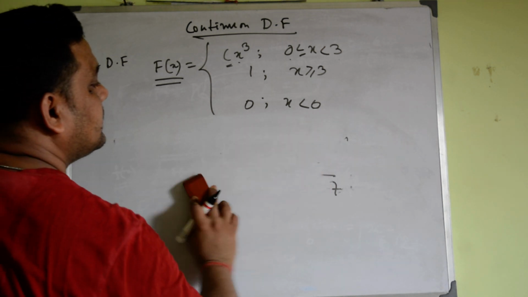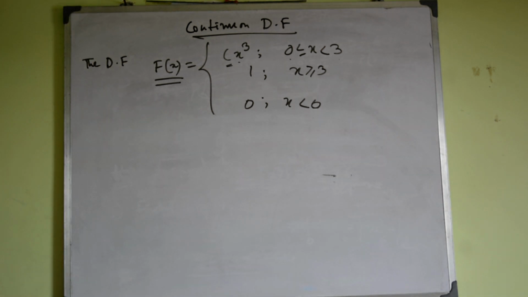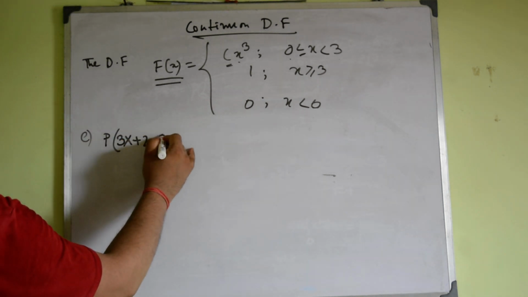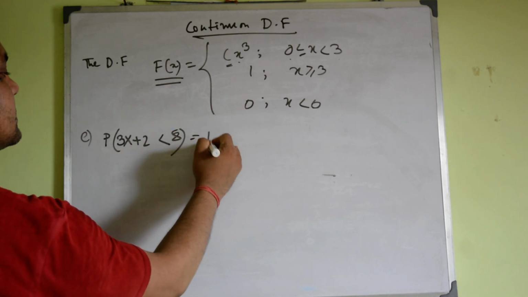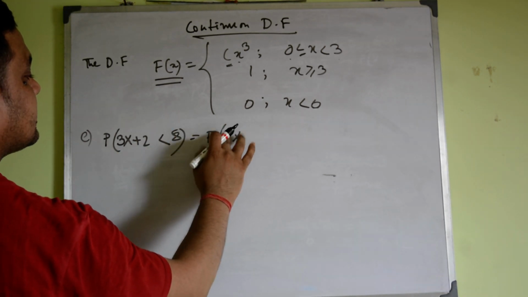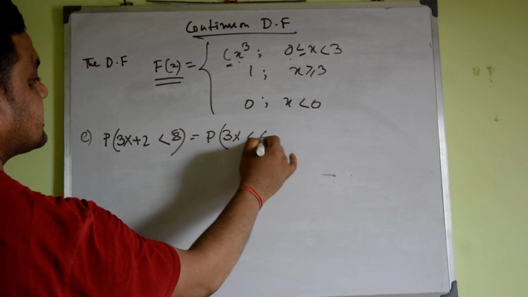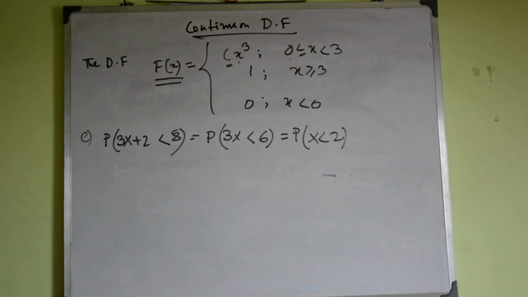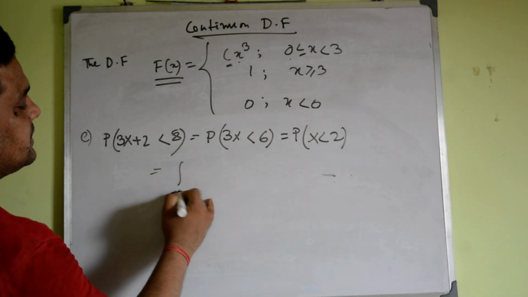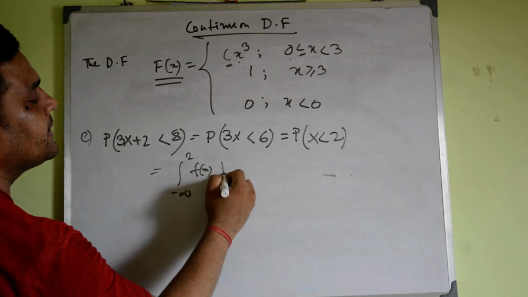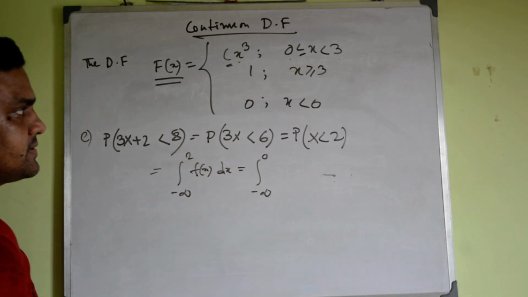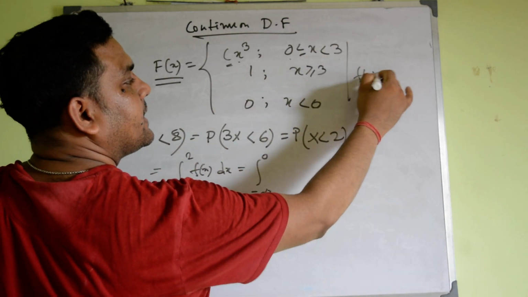Let's say another example. P of 3x plus 2 less than 8. Then how to do this? You can write P of 3x is less than 6. This is equal to P of x less than 2. So P of x less than 2, that means in a continuous type distribution, this equals the integral from minus infinity to 2 of f(x) dx. That is equal to, you can write, minus infinity to 0 because the starting interval is 0. Here I just write f(x). What is our f(x)?